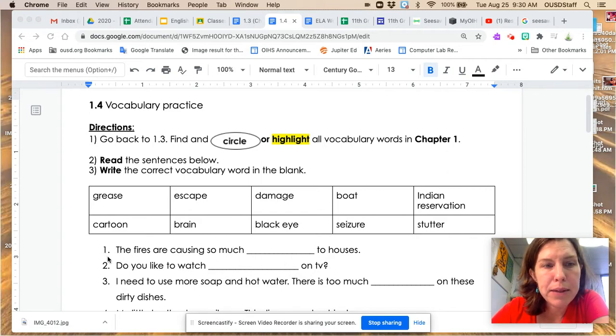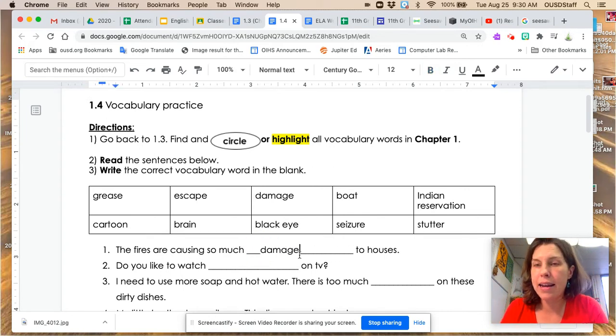So for example, I'm going to read a sentence, just like it says in number 2. Number 1, the fires are causing so much blank to houses. And then I look at the different words. The fires are causing so much brain to houses. No, that doesn't make sense. The fires are causing so much boat to houses. That doesn't make sense. And if I know what the word damage means, it means to hurt, right? To cause problems. Then I know that the answer that I'm going to write here is damage, right? The fires are causing so much damage to houses.